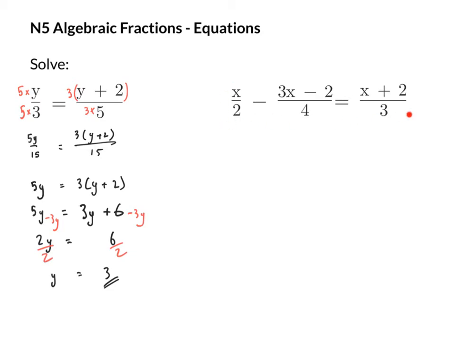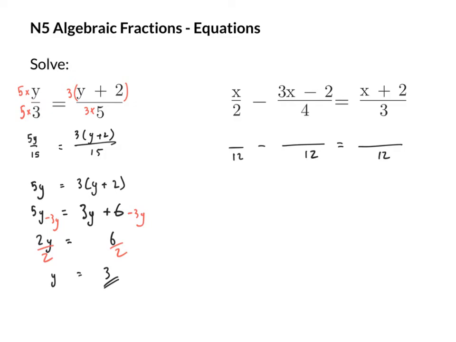I can do the same with this. I have got 3 fractions here, over 2, over 4, and over 3. I'm going to rewrite these so that they have all got the same denominator. So I need a number that is in the 2, 4, and 3 times table. The smallest number in all of those times tables is 12.